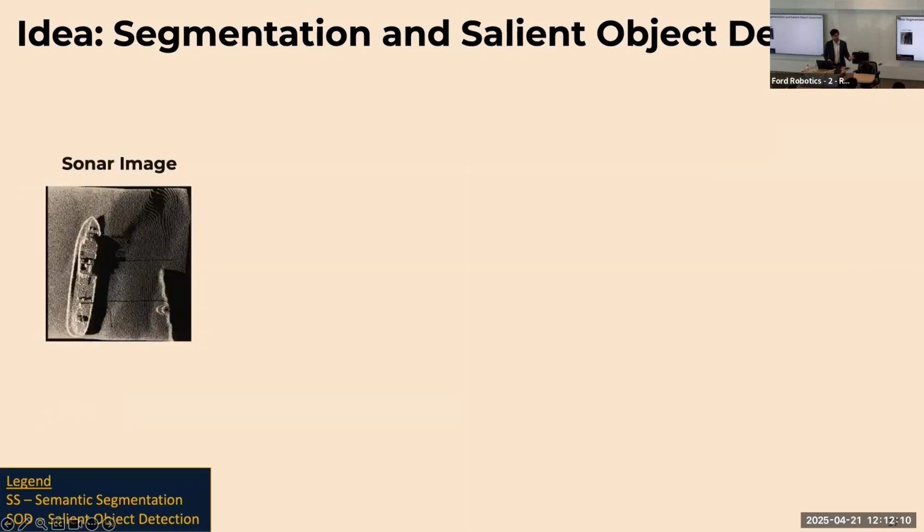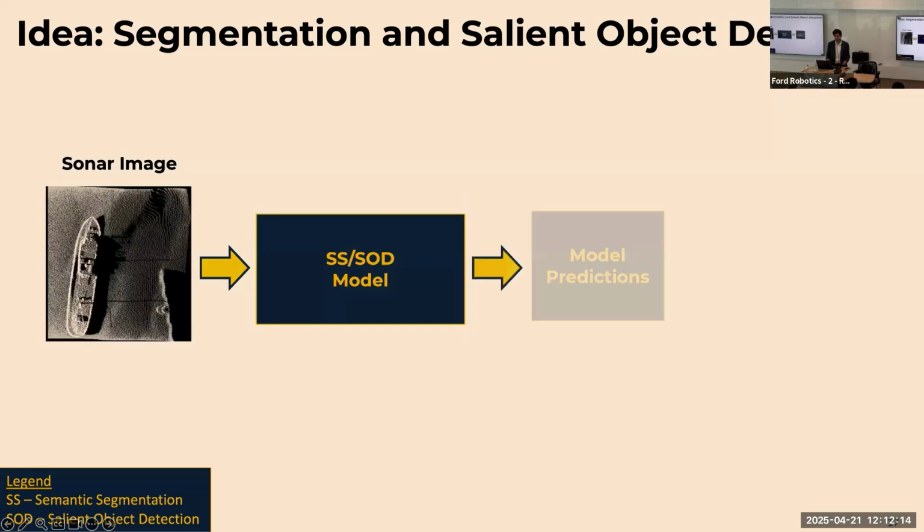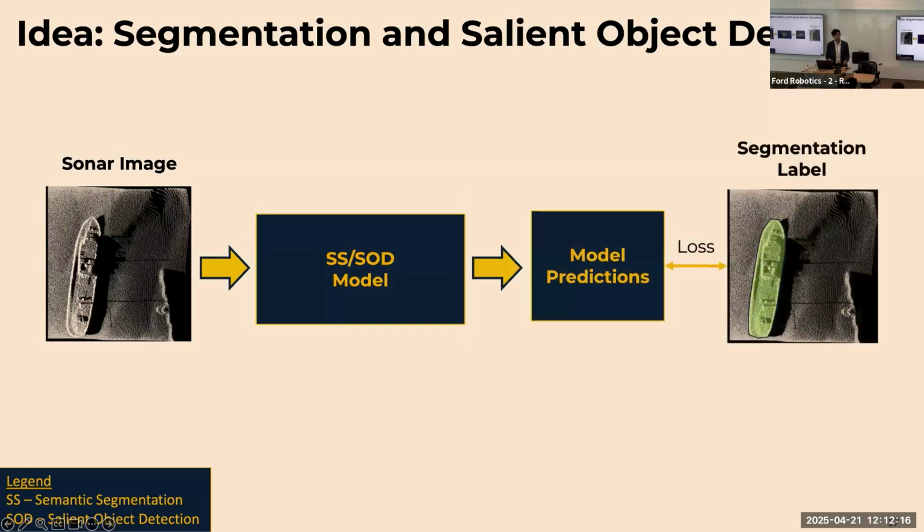Another potential idea is to just naively train a semantic segmentation network or a salient object detection network on these synthetic labels and see how well they perform in the real domain. So you can take the synthetic image, pass it through a segmentation model, and then produce predictions and supervise it in a fully supervised manner using the segmentation label. The drawback here is that you aren't actually doing anything to explicitly address the gap between synthetic data and real testing data, so the model might not generalize very well during test time.